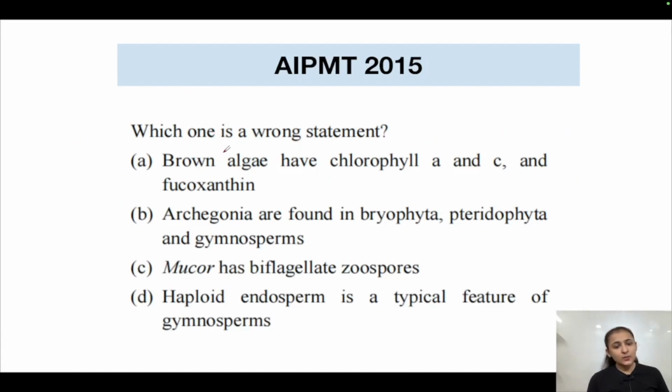AIPMT 2015 का ये क्वेश्चन है, which one is a wrong statement? Option number A saying brown algae have chlorophyll A, C and fucoxanthin. Yes, this statement is correct. यही तो 3 पिगमेंट्स रहती हैं ब्राउन एल्गी में.